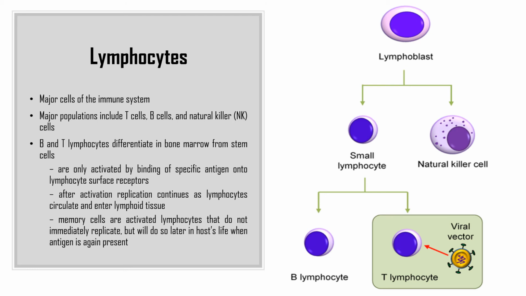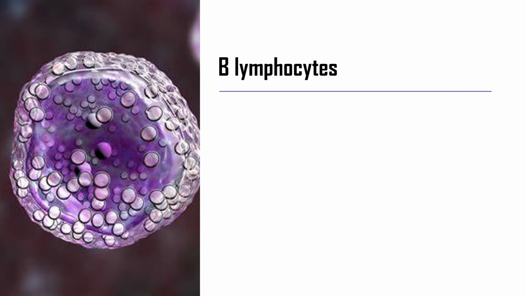The memory cells are activated lymphocytes that do not immediately replicate but will do so later in the host's life when the antigen is again present. So the three types of lymphocytes are B lymphocytes, T lymphocytes, and natural killer cells.